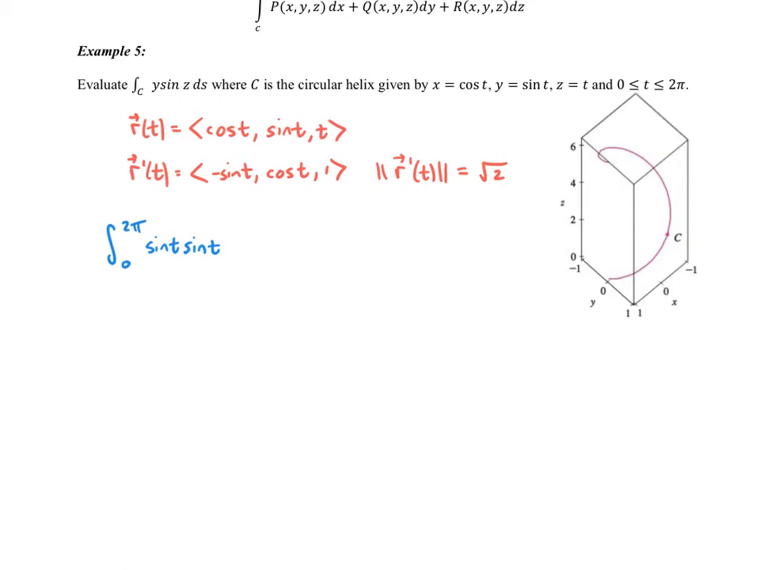Sorry, let's go back. I have to change this. Hold on, it's not 2, it's the square root of 2. So the square root of 2 times dt. Okay, so let's simplify this. We have the square root of 2 times the integral from 0 to 2 pi of sine squared t dt.